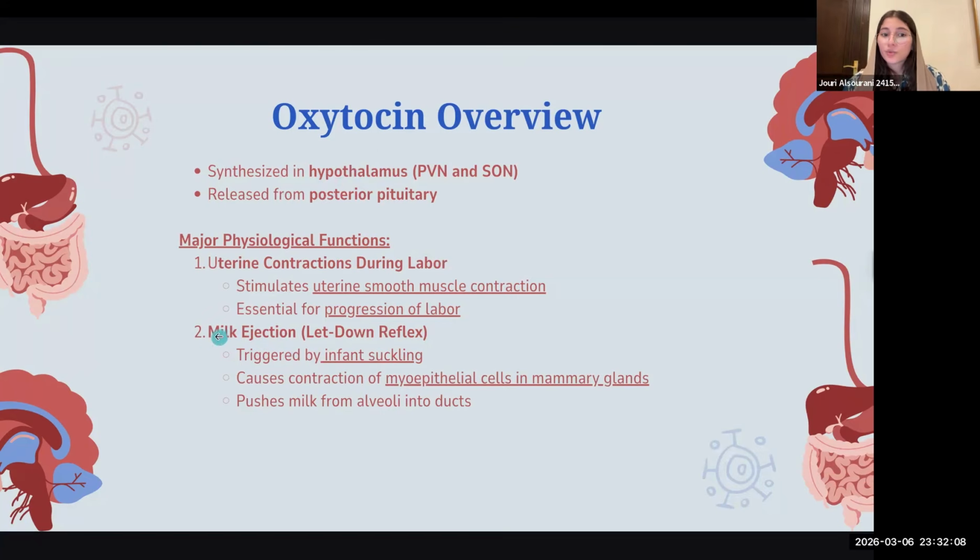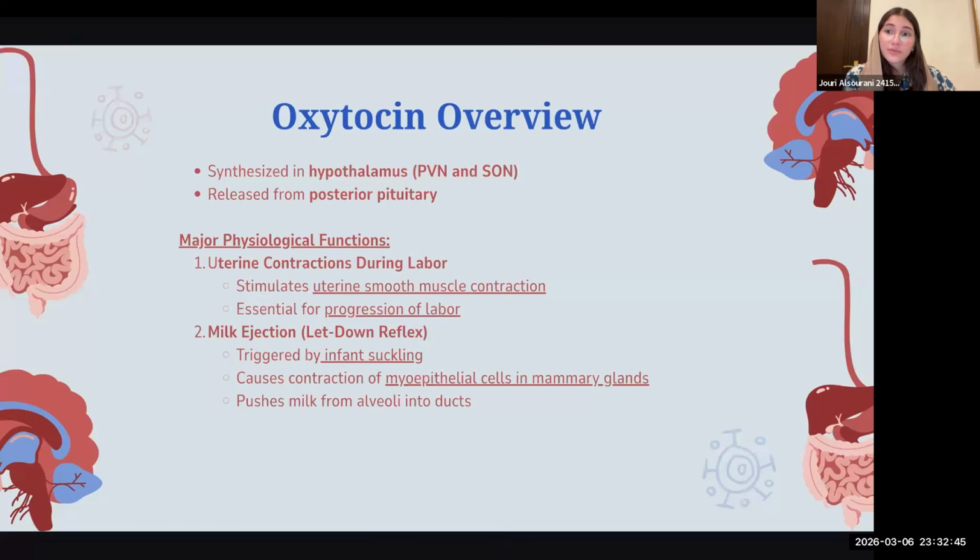Also, oxytocin has to do with milk ejection, which is called the letdown reflex. As we mentioned before, when an infant is suckling on the nipples of a breastfeeding woman, this will trigger both prolactin and oxytocin, and this is going to cause the contraction of the myoepithelial cells in the mammary glands. When they contract, they push milk from the alveoli into the ducts, so it basically causes the ejection of the milk.